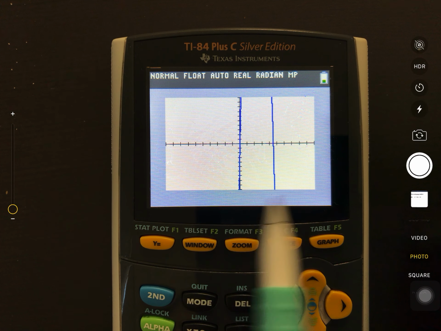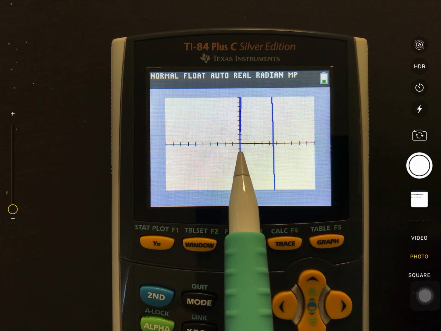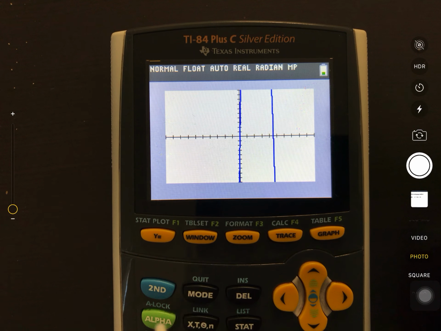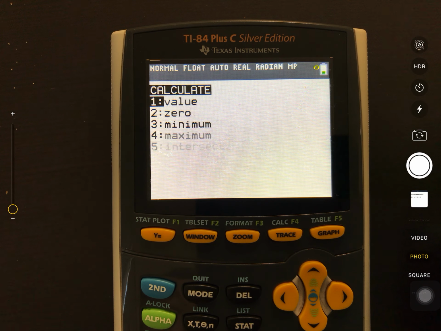So that's why the bottom half of this graph is voided. We're pretending like we're starting at 0, 0. Okay, so we're asked to find the maximum height. The first step is you're going to hit graph, which was what we did, and you do second trace. Okay, and it wants you to find the maximum height.